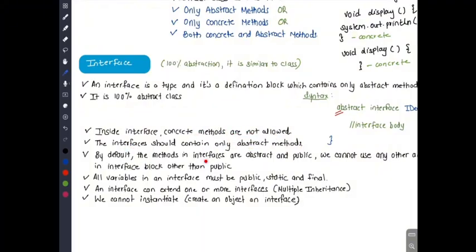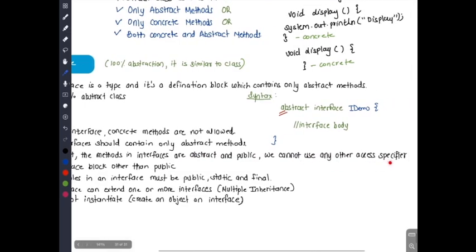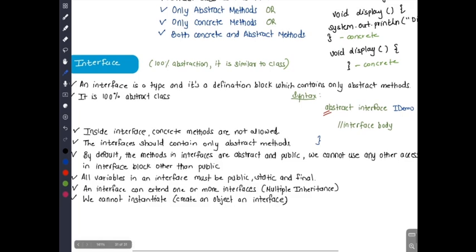By default, the methods in interfaces are abstract and public. We cannot use any other access specifier. All variables in an interface must be public, static and final. Even if you don't define it, it is going to be public, static and final by default. An interface can extend one or more interfaces, which is multiple inheritance. That means one child, multiple parents. And we cannot instantiate, that is, we cannot create an object of the interface.